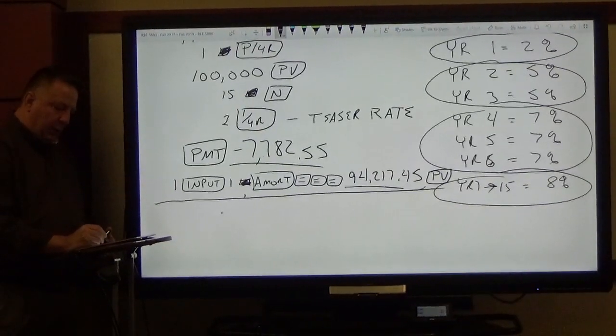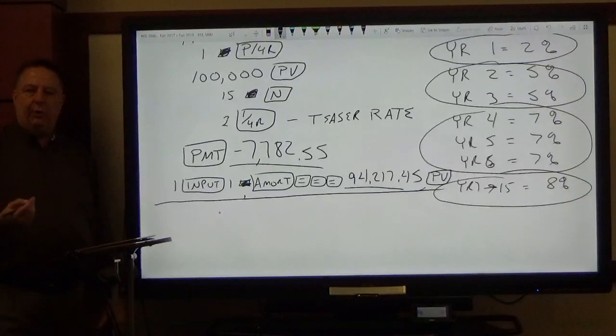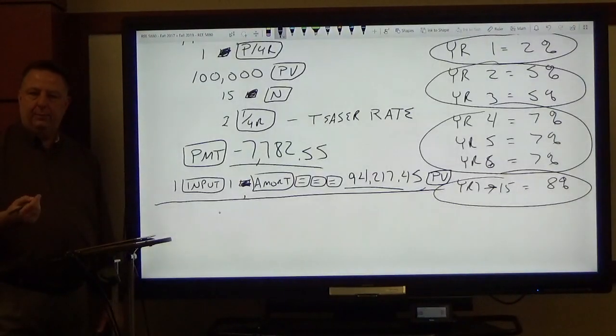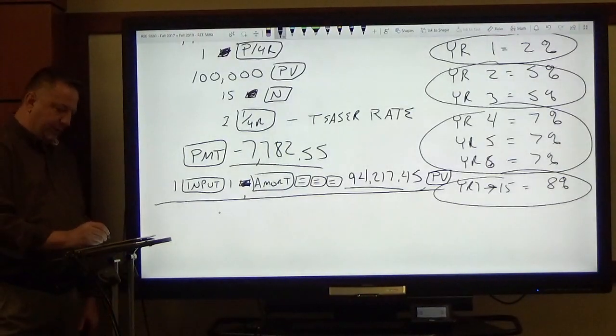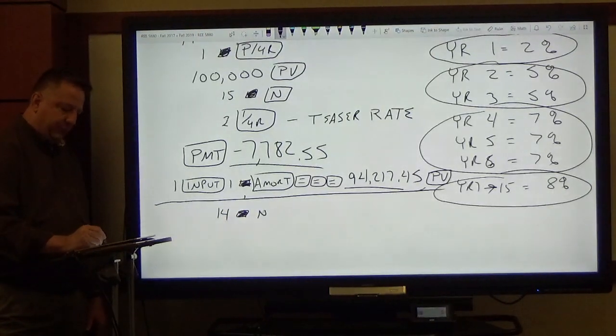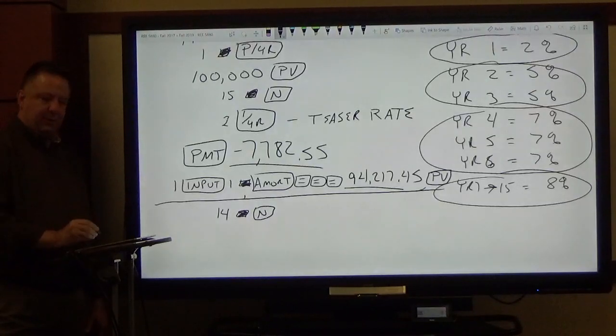Then, what is the remaining term of the loan? How many years? 14. 14 is our new term. What is our new interest rate?